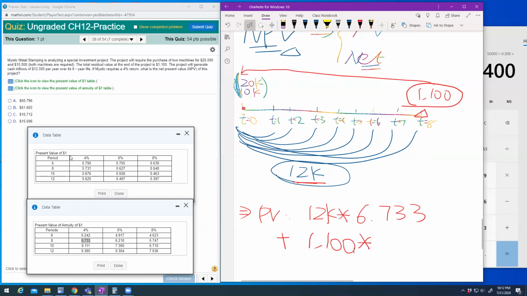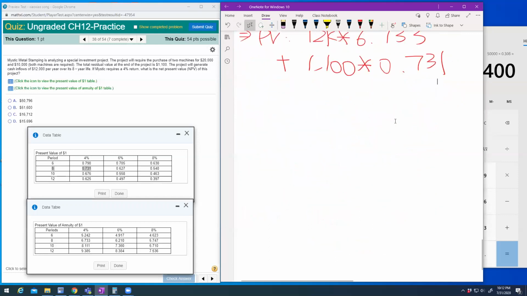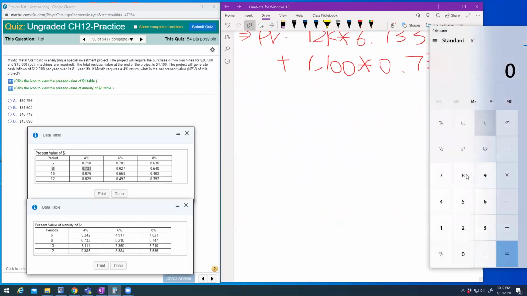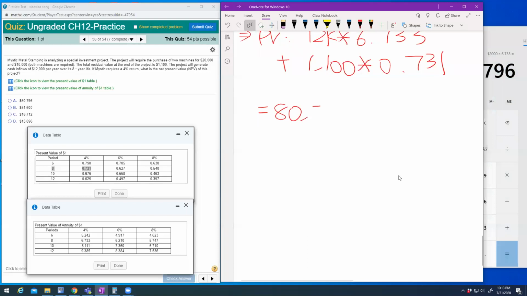You have to times the present value of $1. Now you go to present value of $1 and you use 8 years, because this is at the end of 8 years, 4%. You times 0.731. So if you do the math, let's do the math together. The first one is 12,000 times 6.733, so that gives me 80,796.